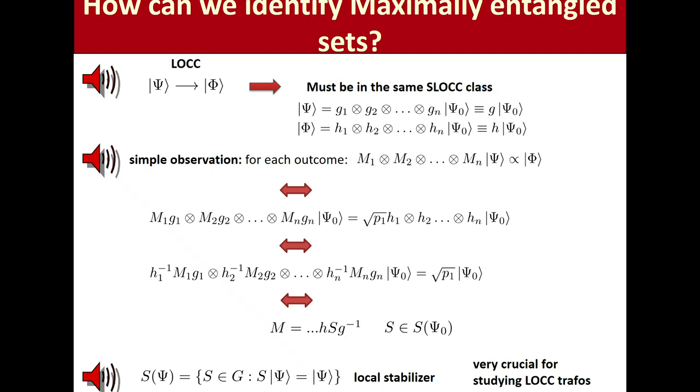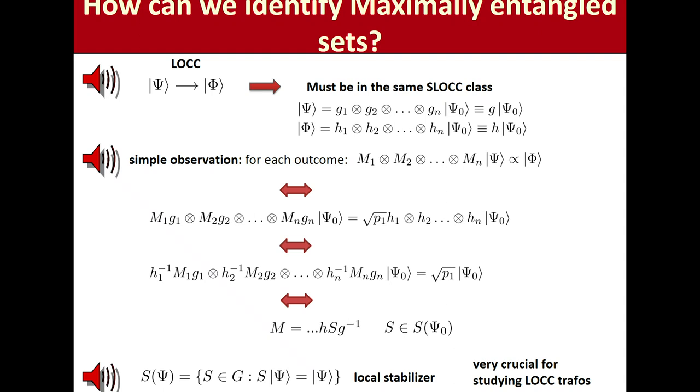And now imagine that I consider the outcomes in my protocol, M1 up to Mn. These are local operations, and they have to transform my state psi into phi, because for each outcome I have to obtain the state phi. So let's write this equation. If you do that, you see that at the end, this operator, the M's applied to these G's, if you invert now the H's on the other side, then this operator here has to be a symmetry of your state psi 0.